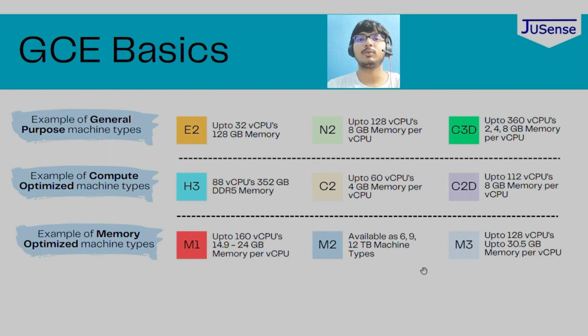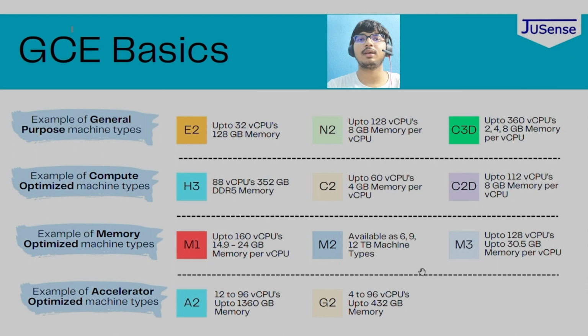As examples of memory-optimized machine families, we have M1, offering up to 160 vCPUs and 14.9 to 24 GB memory per vCPU. The M2, which is available as 6, 9 or 12 terabyte machine types, and the M3, offering up to 128 vCPUs and up to 30.5 GB memory per vCPU.